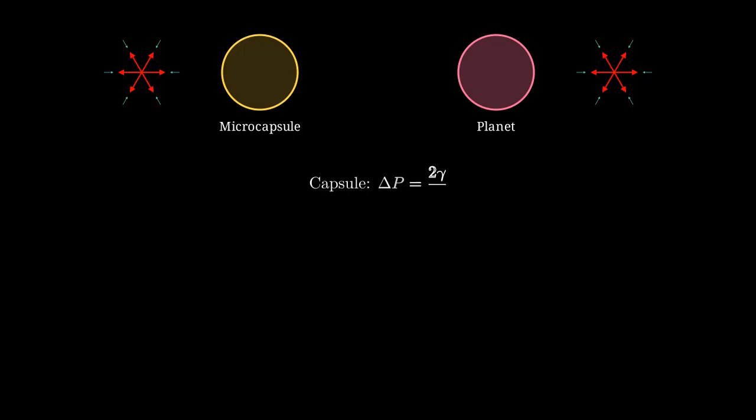For the capsule, we have delta P equals 2 gamma over r. For a planet, the pressure gradient is proportional to G M rho over r, where G is the gravitational constant, M is mass, and rho is density. Stars maintain balance through hydrostatic equilibrium, much like microcapsules maintain their shape.